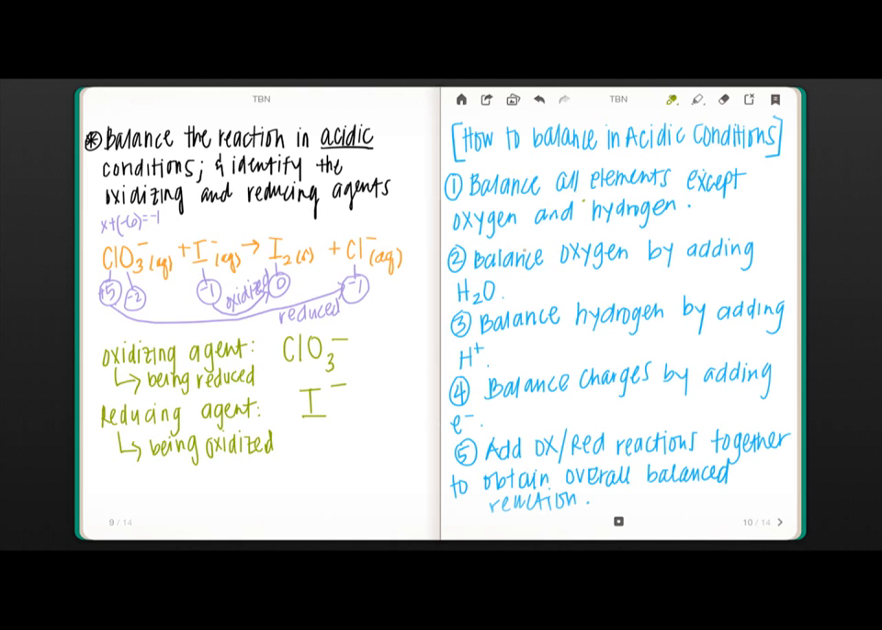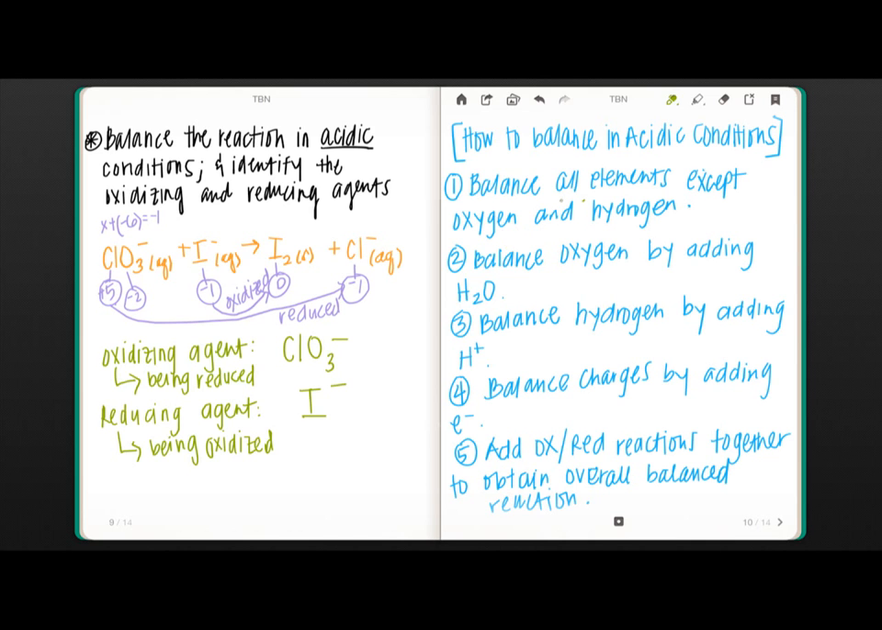Next, this is a brief outline I made on how to balance a reaction in acidic conditions. First and foremost, before you do any of these steps, you have to split up your overall reaction into two parts. You have to have an oxidation reaction and a reduction reaction. And then you can do all of these following steps in order.